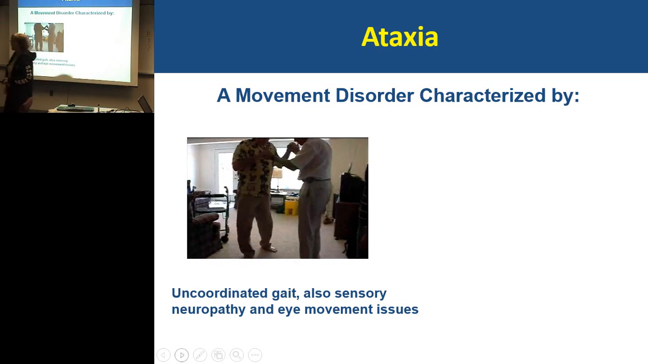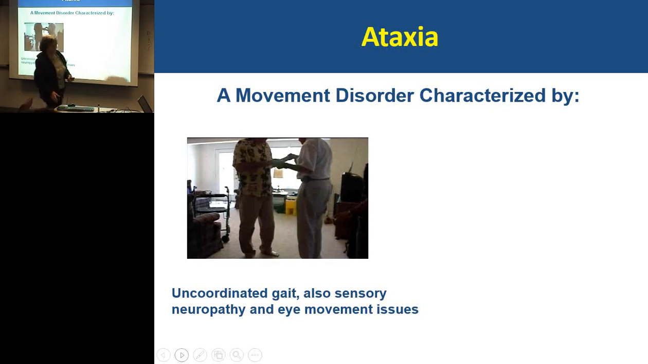I can stand here, but then I can't move up. So how does that look to you? I can walk like this too, so I'm like an ataxic person. How does that look to you if I walk like this? Say it loud. Drunk? Yes. You knew what I was wanting.